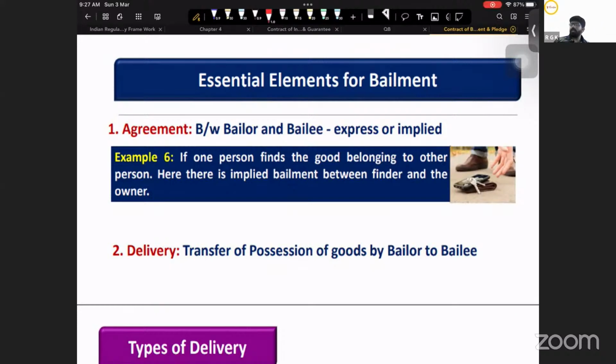Express means you expressly agree. This is the terms of the contract: for up to these many days, I am giving my particular goods to you. After the usage, you have to return it back to me. This is express contract of bailment.